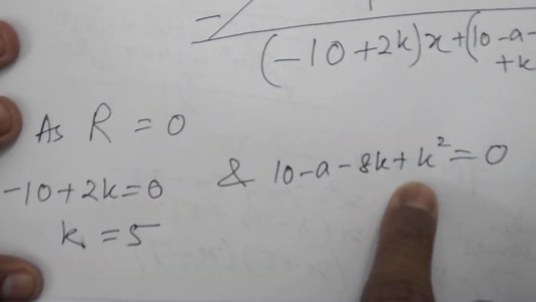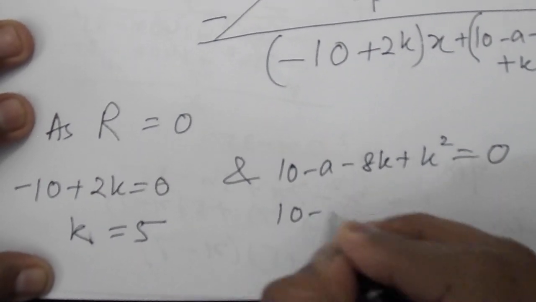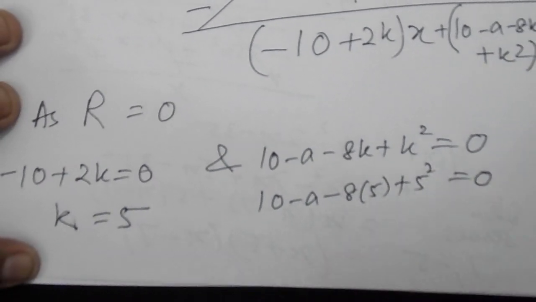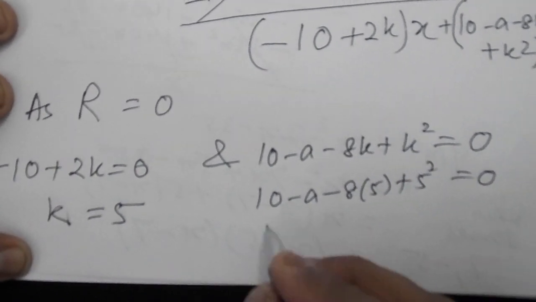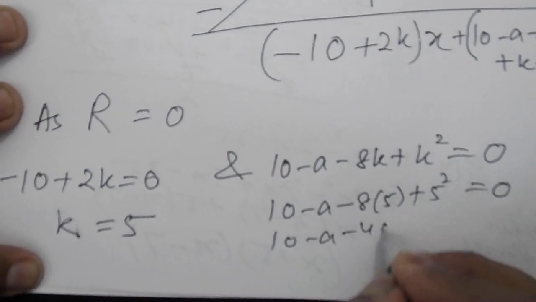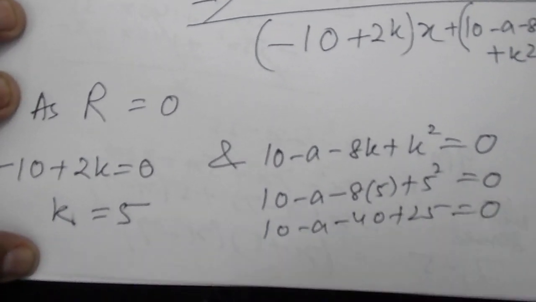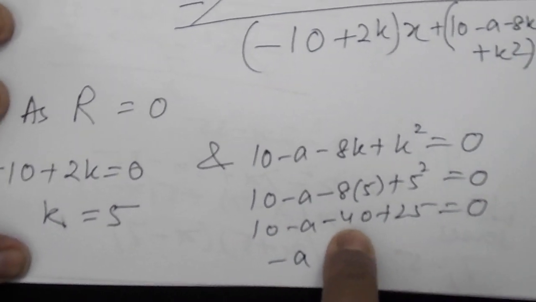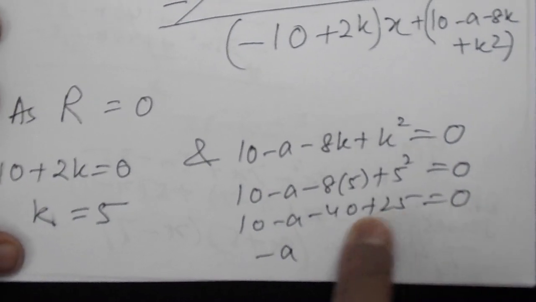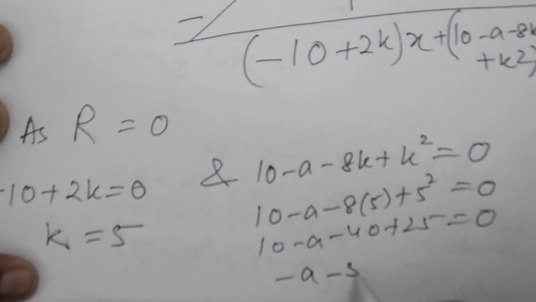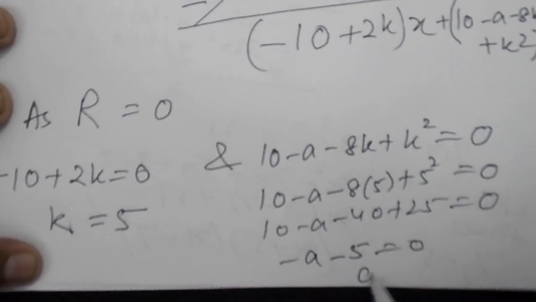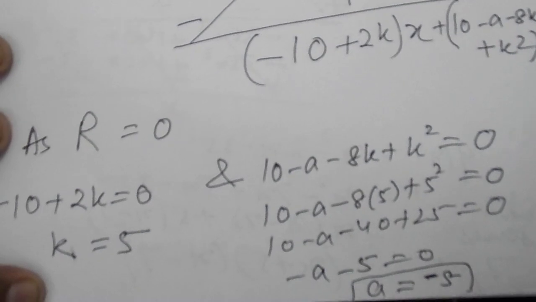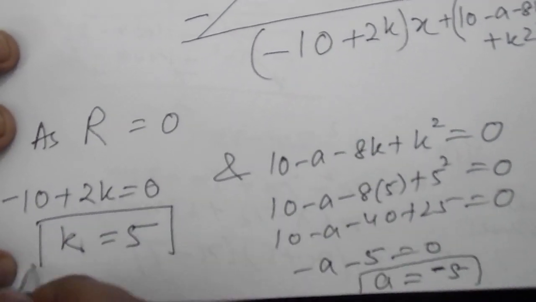Now put k is equal to 5 over here to get the value of a. 10 minus a minus 8 into 5 plus 5 square is equal to 0. So this gives us 10 minus a minus 40 plus 25 is equal to 0. So minus a, this becomes minus 30, and this is plus 25, that becomes minus 5. Shifted to the other side, so a is equal to minus 5 because of the minus sign. So we have got the value of a as minus 5 and the value of k as 5.